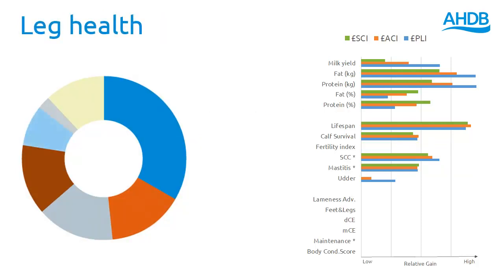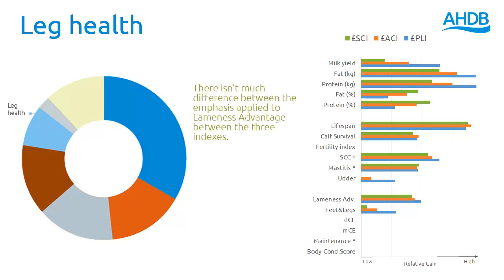Leg health. There isn't much difference between the emphasis applied to lameness advantage between the three indexes. All three place a reasonable weighting on this trait. Conversely, the feet and legs composite has a stronger weighting within the PLI, followed by the ACI, then SCI.